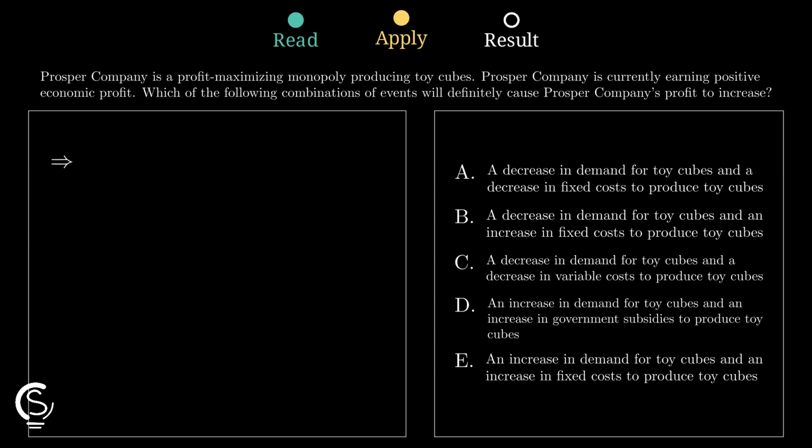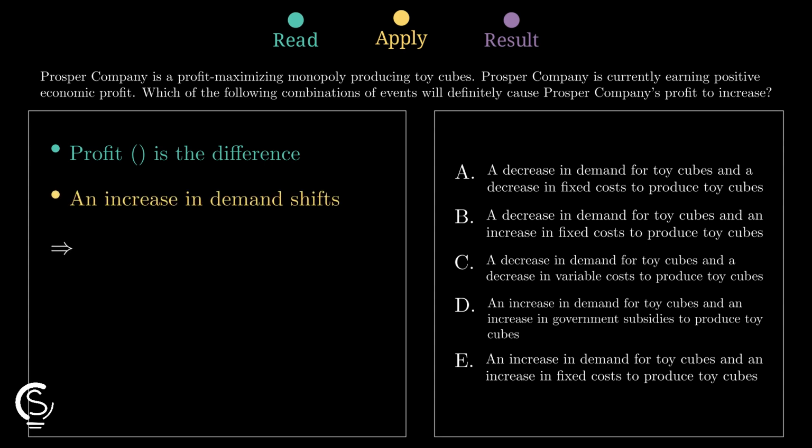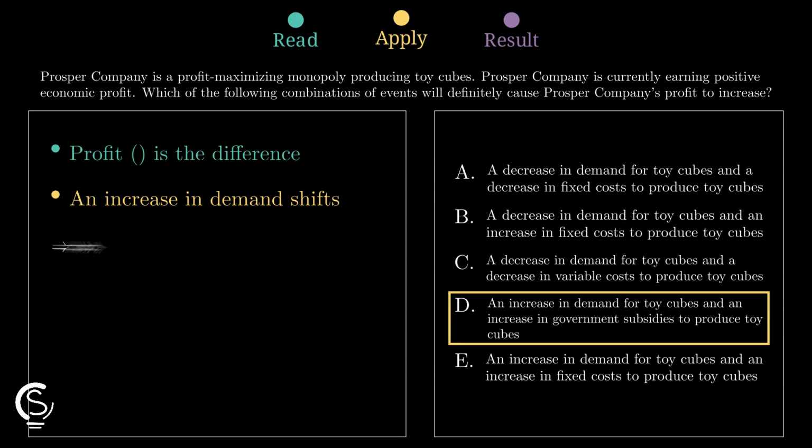An increase in demand shifts the demand curve right, allowing the monopoly to charge higher prices and sell more units. This definitely increases the total revenue for the Prosper Company. Government subsidies lower expenses. When revenue increases and costs decrease, profit must rise. This makes option D correct.